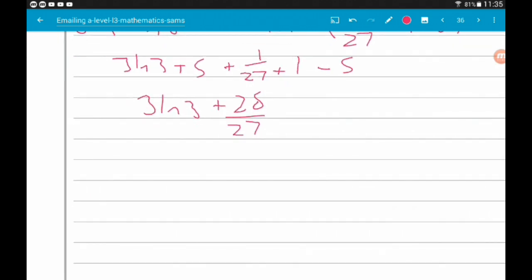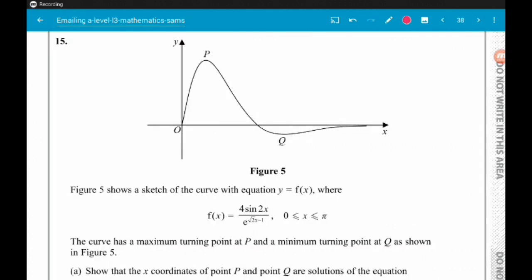Now, finally, by the rules of logs, 3 log 3 can be written as log 3 to the 3. So this is finally log 27 add 28 over 27ths. Good times. Okay, question 15.